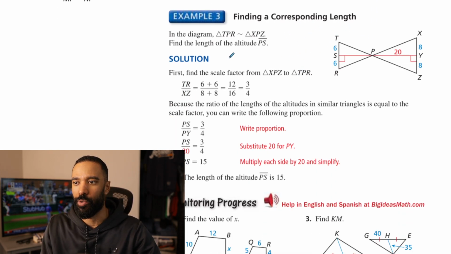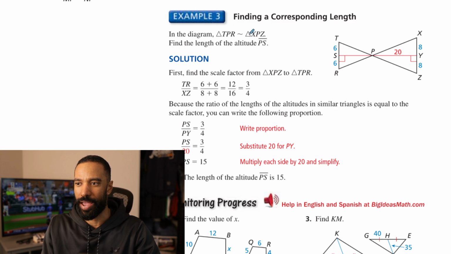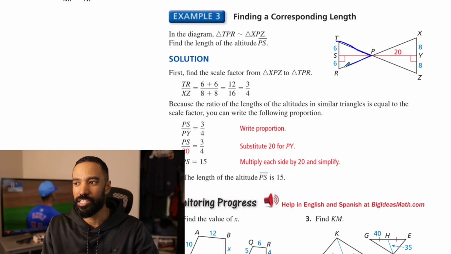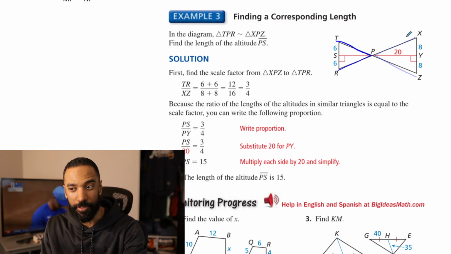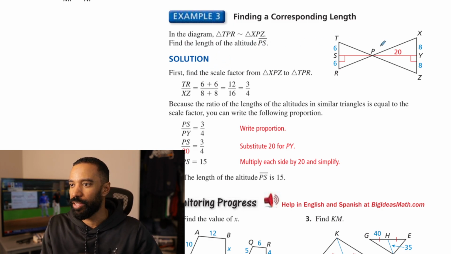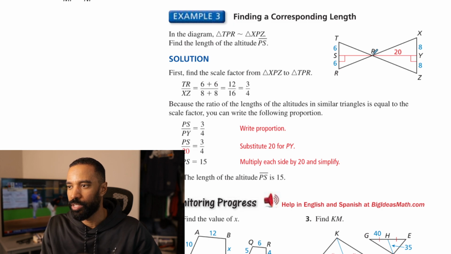Another example of finding a corresponding length, you have two similar triangles. In this case, this is similar to that. T corresponds with X. There's a reflection involved, but T corresponds with X. Find the length of the altitude PS right here.